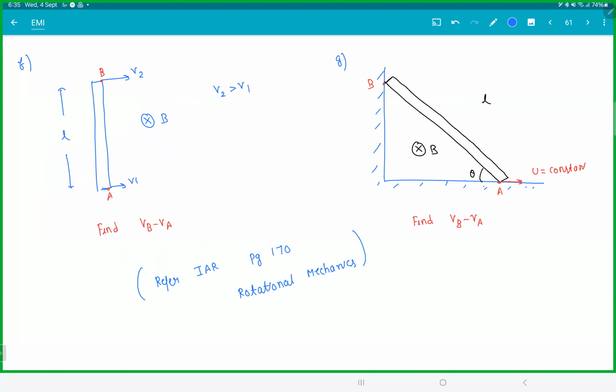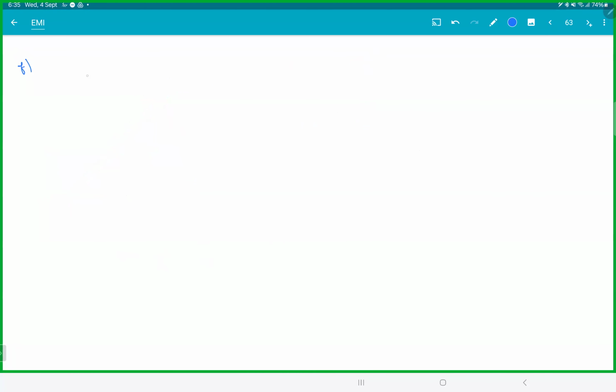Now, the first one is a special case. If both the velocities are parallel, this was V2, this was V1. That means the IAR must be somewhere on this line. Let this distance be X. This distance is L. For both of them, what is the same? Omega. So omega must be V2 by L plus X, and this is V1 by X. So from here we get the value of X.